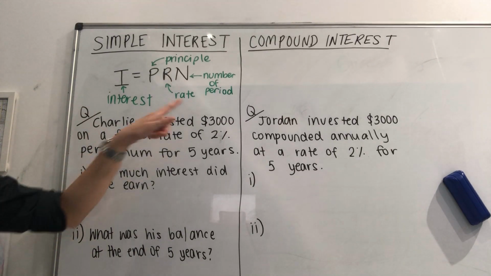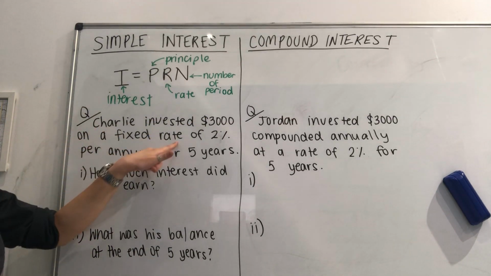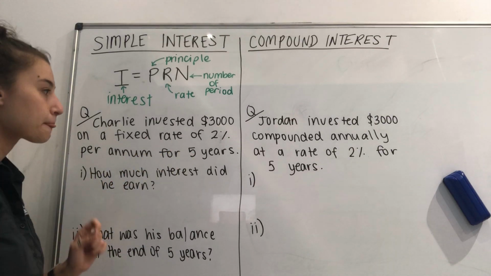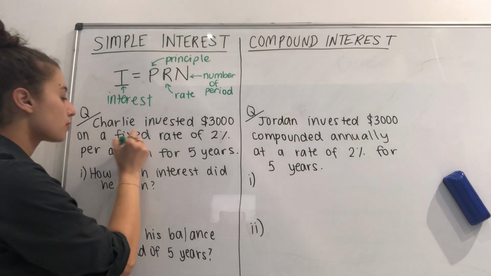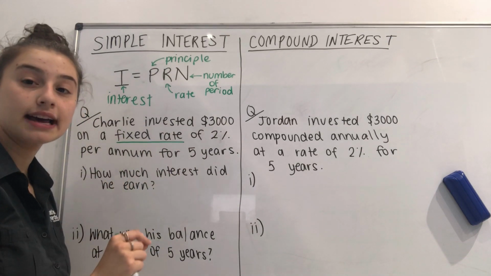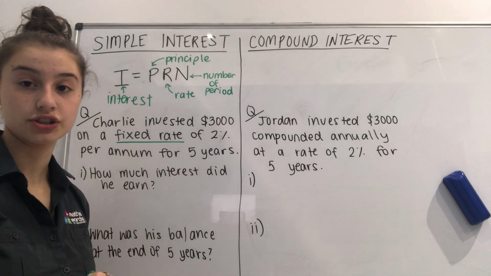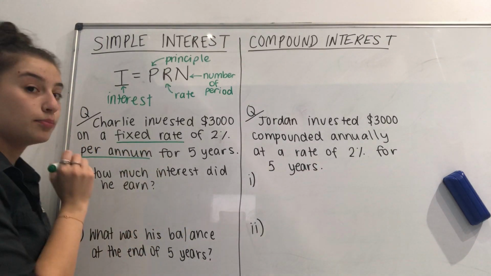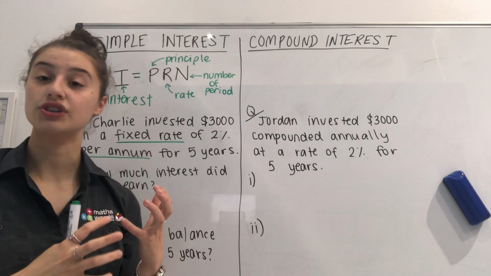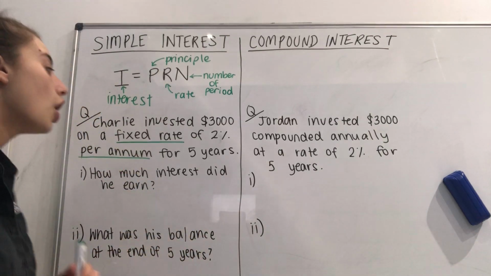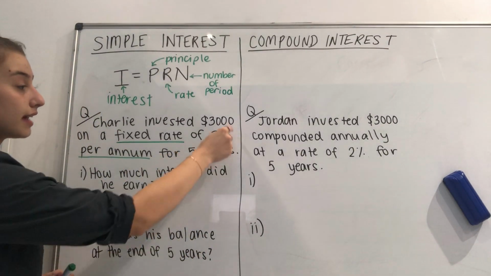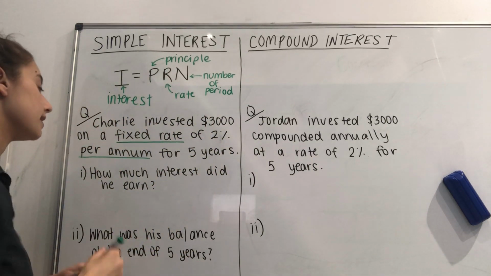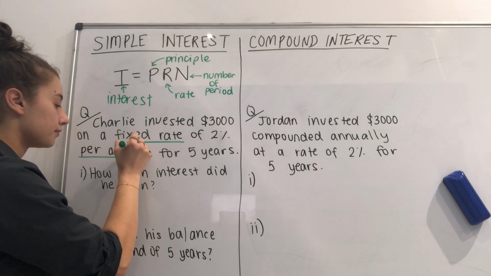So Charlie invested $3,000 on a fixed rate of 2% per annum for 5 years. Now, there's a few key words here. Fixed rate, okay, is the question telling you that it's a simple interest question, a fixed rate, it's not going to change, okay? Per annum is the mathematical, and usually associated with financial maths, way of saying that Charlie is going to get 2% per year. Per annum means per year.